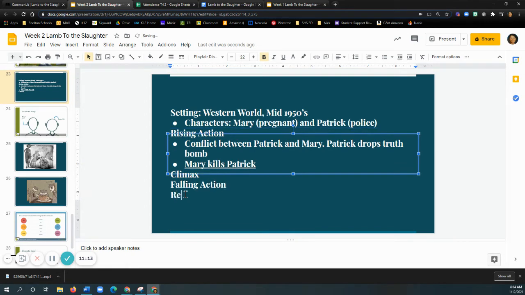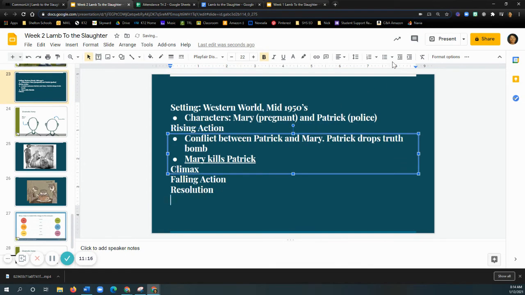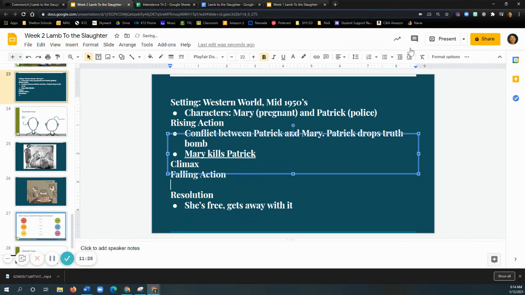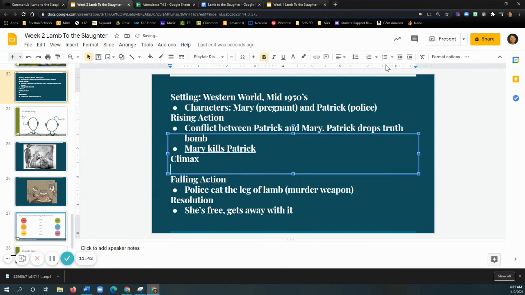So we could say our following action, our resolution. Ultimately, what happens with the resolution? She's free. She gets away with it, as far as we know from the story. Other things that happen is the police eat the leg of lamb, which is the murder weapon. And so that leaves us to wonder, though, what is the most crucial moment in here? What's the most suspenseful moment?